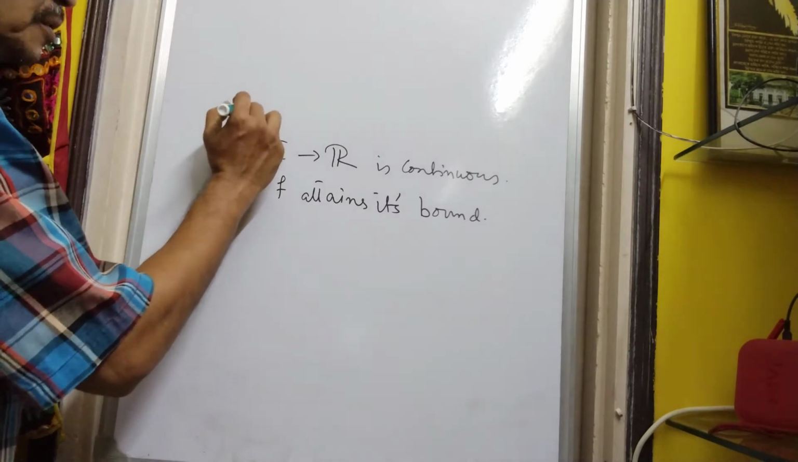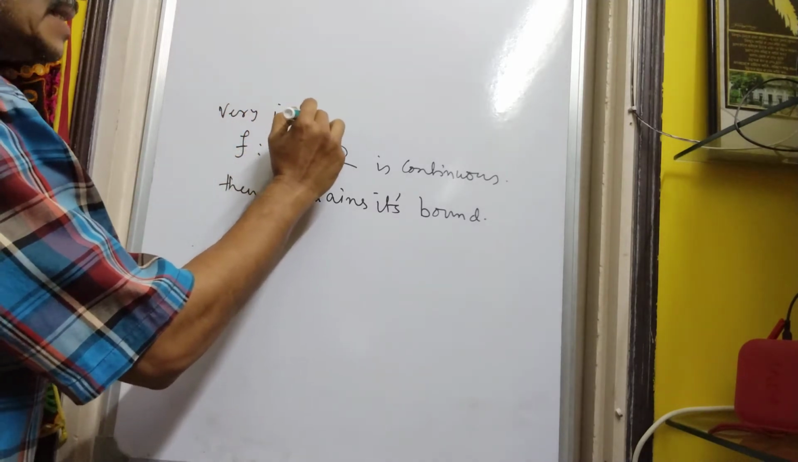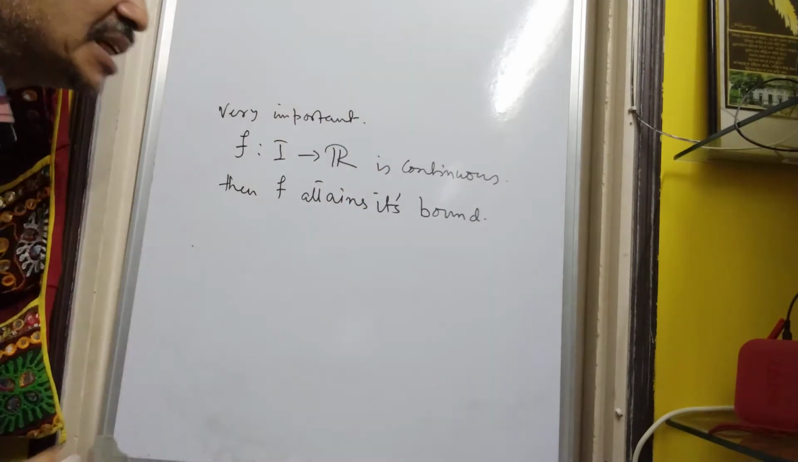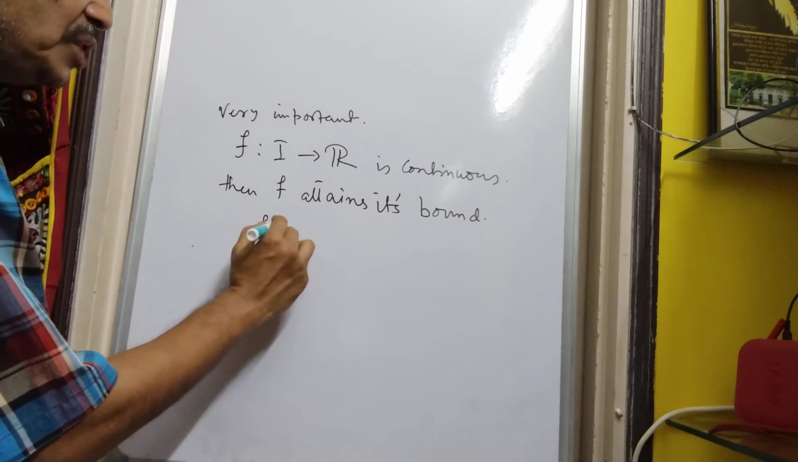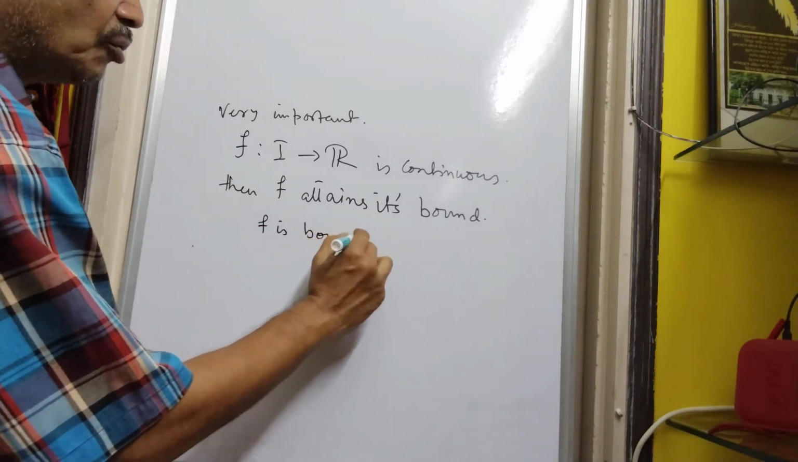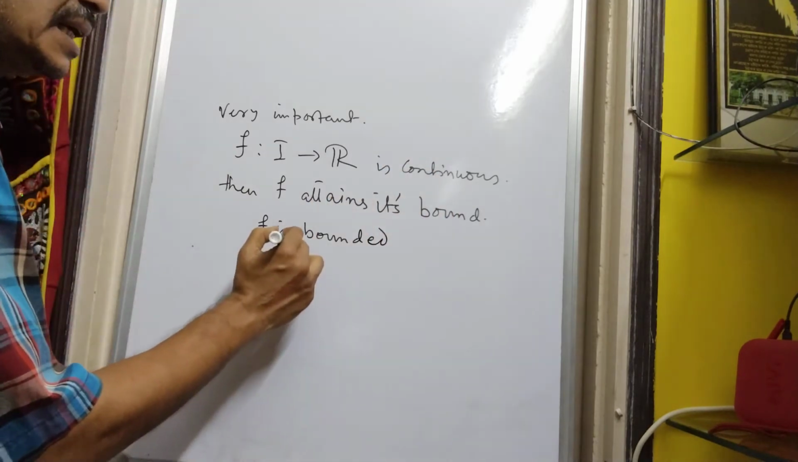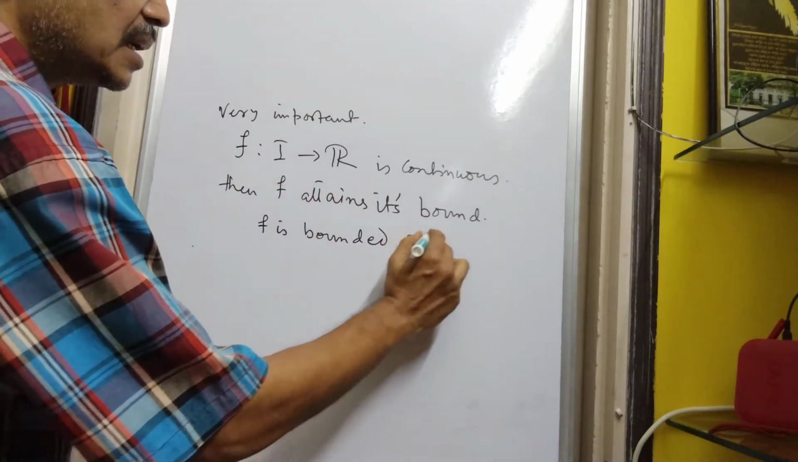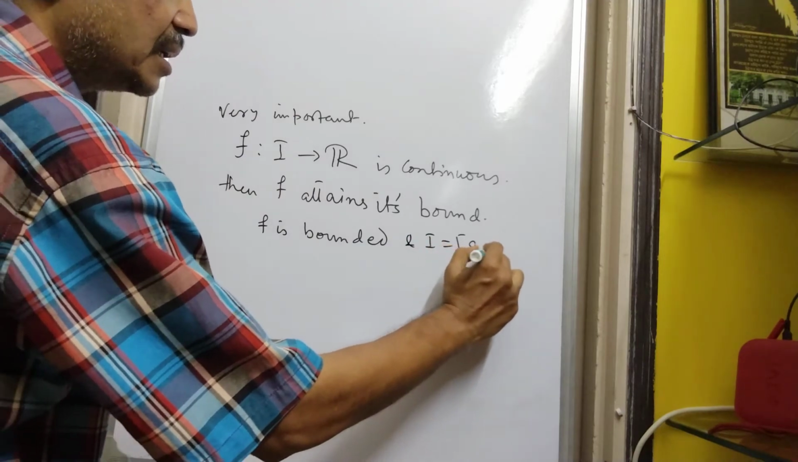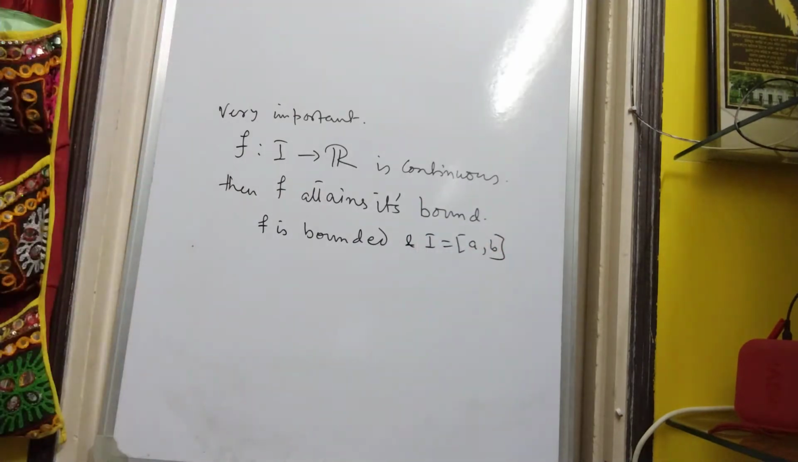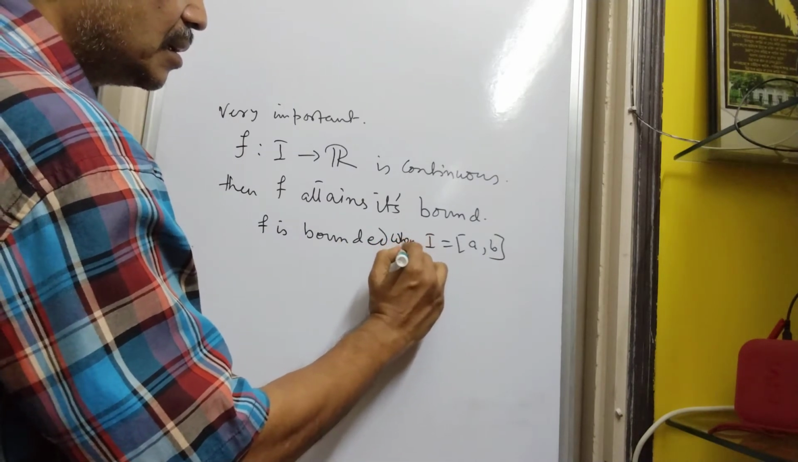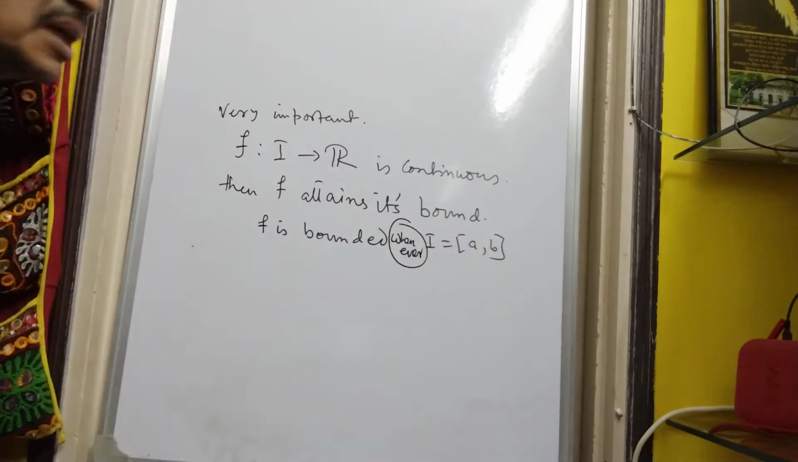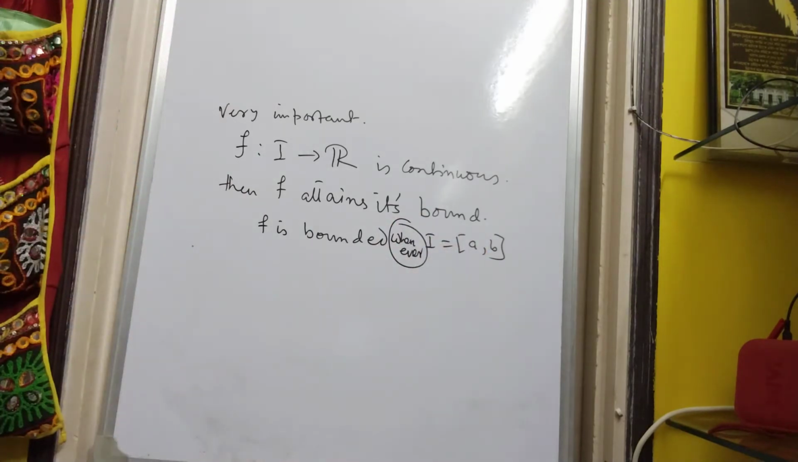This is very important, as we have established that f is bounded whenever f is continuous and I is closed and bounded. f is bounded whenever I is closed and bounded. And f attains its bounds in this interval only.